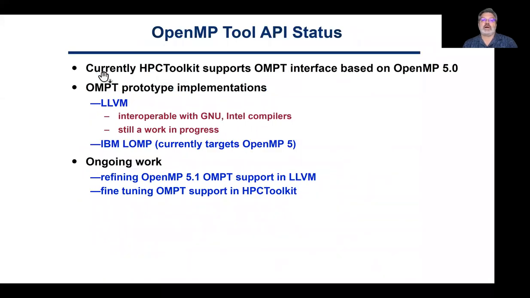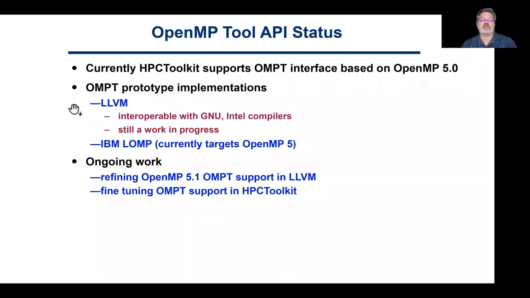Currently, HPC Toolkit has support for the OMPT interface based on OpenMP 5, and there are prototype implementations of this in LLVM. My group has a copy of this. In our HPC Toolkit project, we have a fork of LLVM, and we have the latest implementation of the tools interface, with support for both CPUs and GPUs. We are currently working to upstream this back into LLVM, and also working with AMD to add it to their runtime for their AOMP compiler that they're planning to deliver for Frontier.